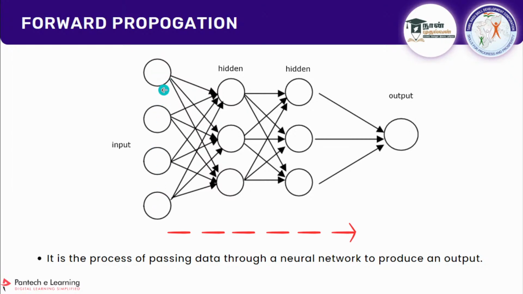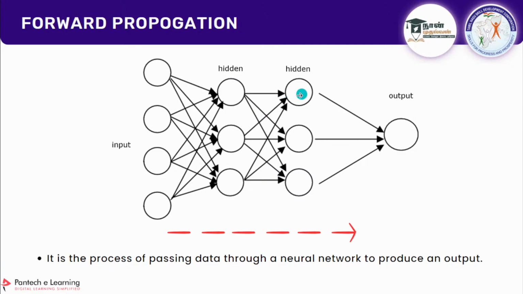Some weight gets added. It is passed here. Here in these 3 neurons a bias is added and the activation function is applied, and each is giving an output. So these 3 outputs are passed to another neuron where some weight is added from this input.